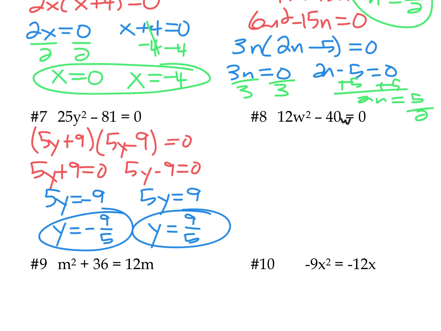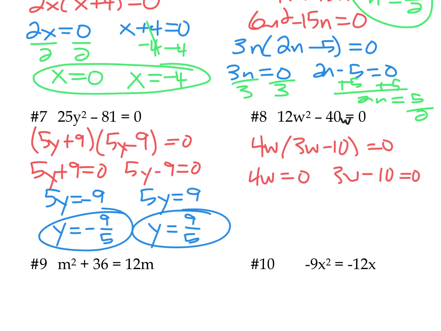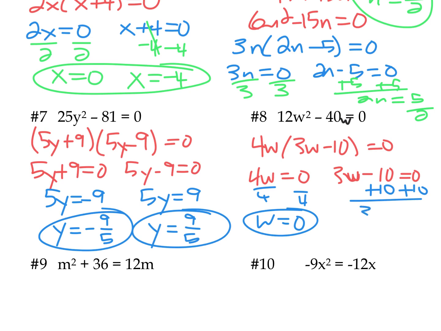Okay, so we have 12w squared minus 40w equals 0. So when I do this, I'm going to factor out a 4w, and I'm going to have 3w minus 10 equals 0. I can set each of those equal to 0 and then solve. So factor and set each factor equal to 0. So now I'm going to divide by 4 and get w equals 0. And then I'm going to add 10 to both sides, and we get 3w equals 10. I divide by 3 on both sides and get 10 over 3. W equals 10 over 3.